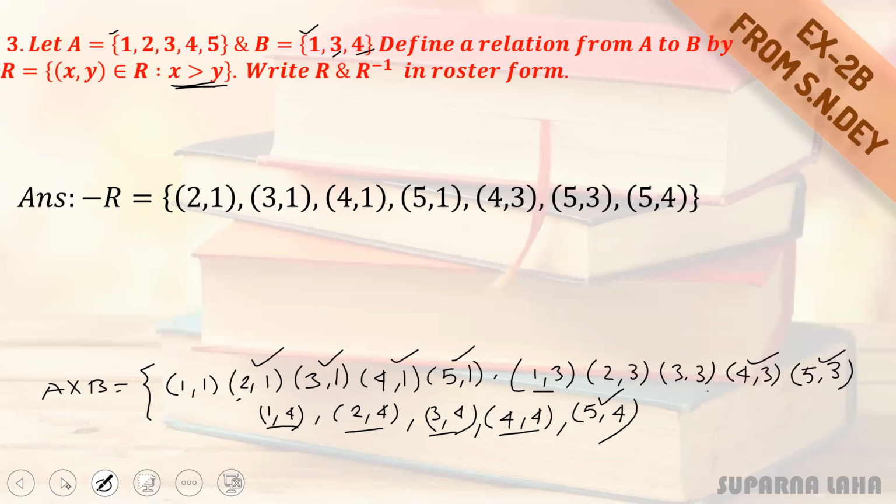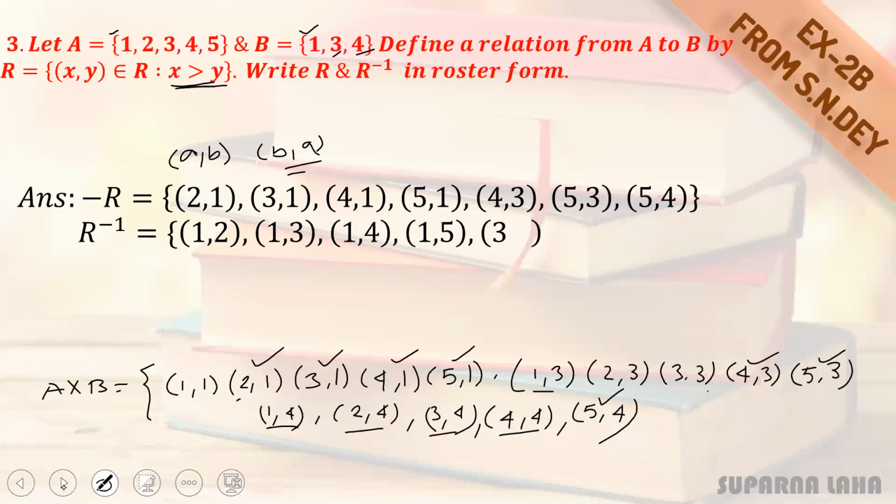That is, if AB format is given, then you need to write it down in BA format. So write it down. 1, 2 is present. That means in R inverse: 1, 2, 1, 3, 1, 4, 1, 5, 3, 4, 3, 5, and 4, 5. These elements are present in the set R inverse, or this relation R inverse. Okay, clear? So moving to the next problem.